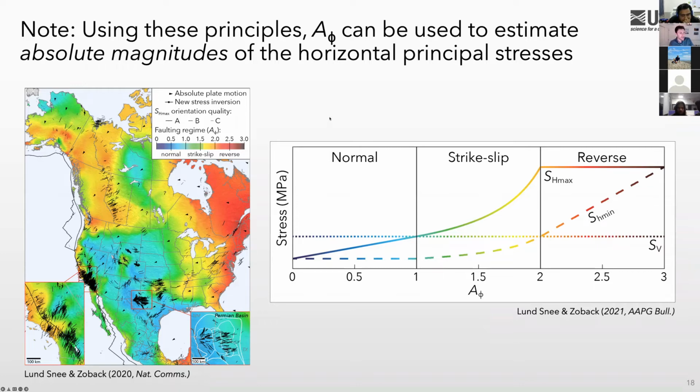Somebody's asking if there's any critical magnitude of earthquake above which is considered serious. It depends a lot on where you are and what the building construction looks like. We can talk more about that shortly.